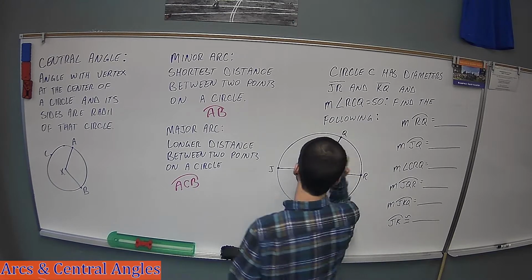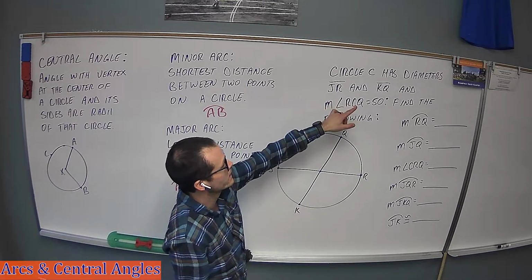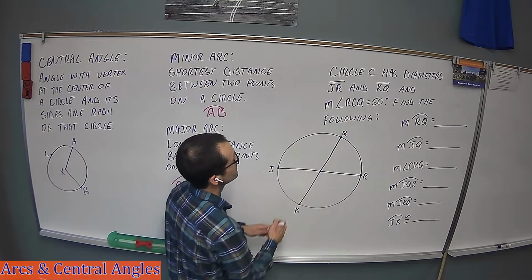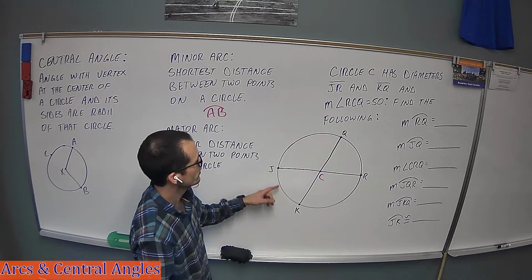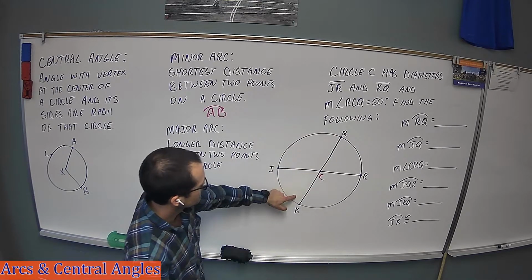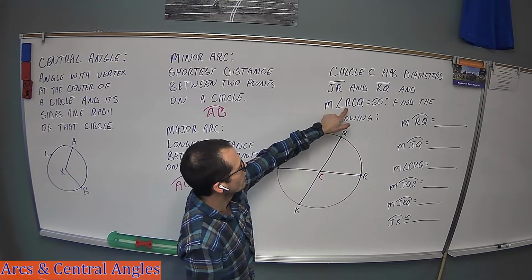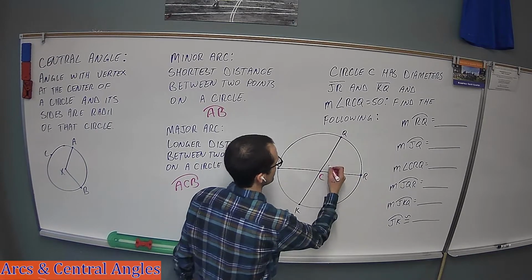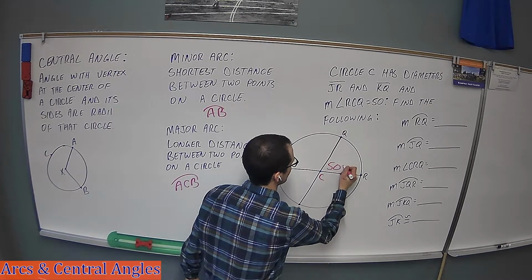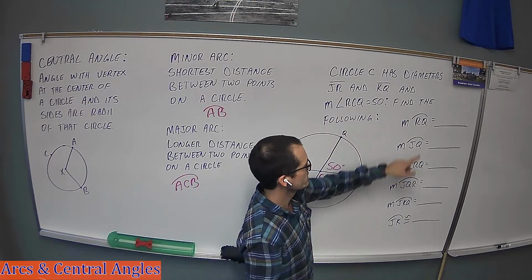All right, example. Circle C has diameters JR and KQ. Pause. Circle C, I did not put that in there. So C is the name of the circle. Diameter JR, diameter KQ. Cool, let's keep going. The measure of angle RCQ is 50 degrees. Super. Find the following.